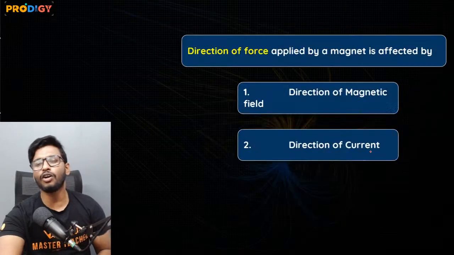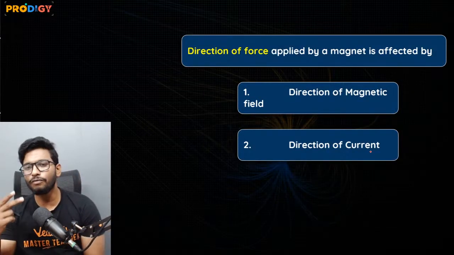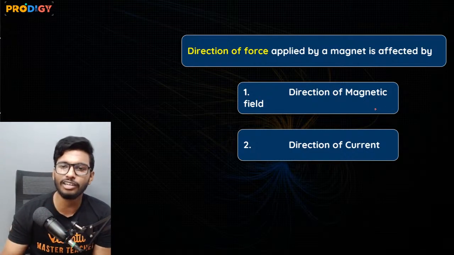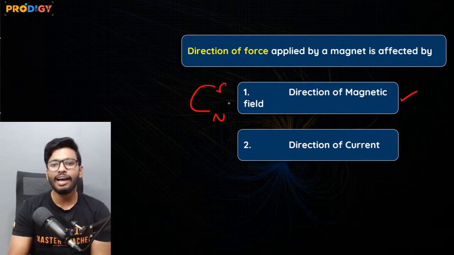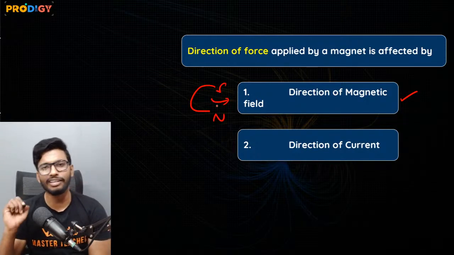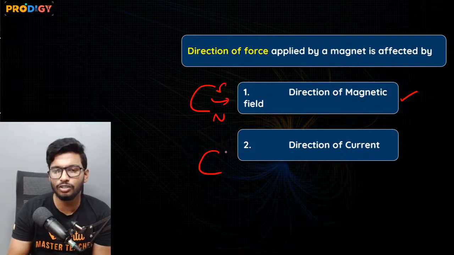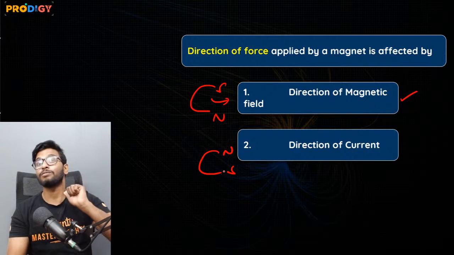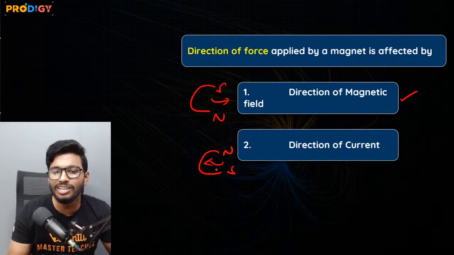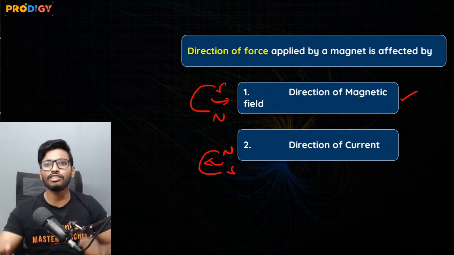Anyways, now talking about the direction of the force on the current carrying conductor, guys, there are two factors that it depends on. One is the direction of the magnetic field. For example, initially I had kept the magnet with this as the north pole and this as the south pole, and you saw that the conductor was going away from the magnet. If I reverse the polarity, then the force on the conductor will also change. That means this conductor will move towards the magnet at that time. So it depends on the direction of the magnetic field.